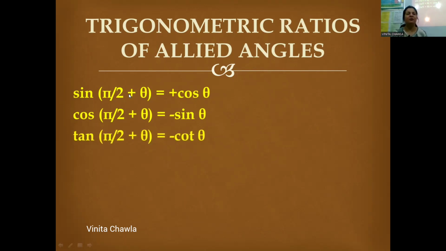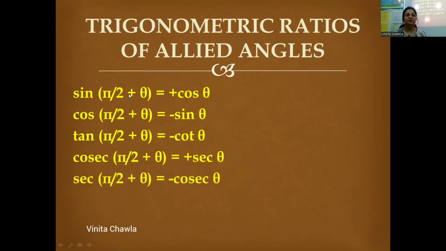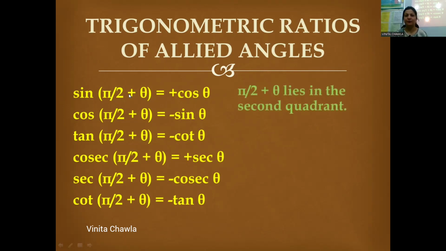Similarly, if we have tan pi by 2 plus theta, it is minus cot theta, because again, we are adding an angle to pi by 2, it is going to the second quadrant and tan is negative in the second quadrant. Cosec pi by 2 plus theta is cosec theta, as sine is positive and so is the cosec because they are reciprocal to each other. Sec 90 plus theta is minus cosec theta. Cot 90 plus theta is minus tan theta. Pi by 2 plus theta lies in the second quadrant. In the second quadrant, we have only sine and cosec positive.